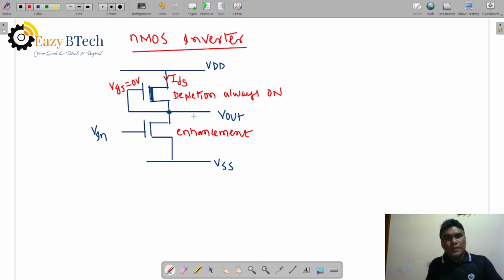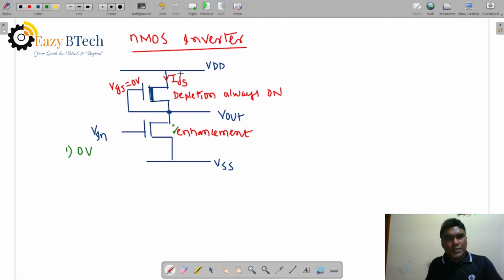Now let us see this. We can apply input logic 0 and logic 1. When we are applying logic 0, 0 volts, what happens? There will be no channel existing, so this is like an open circuit. When Vin is equal to 0 volts, it is an open circuit.